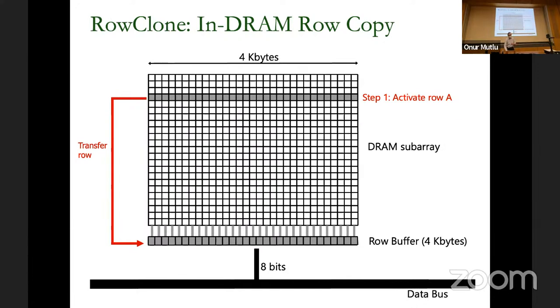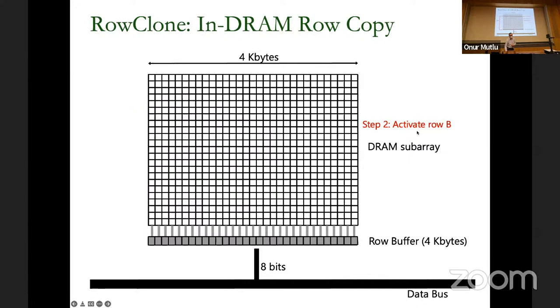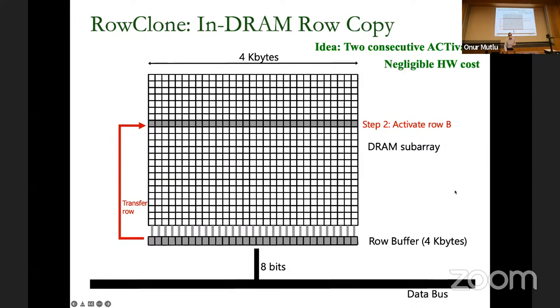But basically, the idea over here is, assuming you want to copy an entire row from here to some other row in this subarray, the second step is to activate the destination row, which brings the data that was captured in the row buffer into the destination row. That's how it works. And this is purely based on the operational principles of DRAM. And people have shown that you could do it using emerging memory technologies also. I will maybe mention one paper here. Because of the operational principle of DRAM charge sharing, the sense amplifiers drive the data back into the cells because sense amplifiers are much stronger than the cells. So the idea is very simple, basically. Two consecutive activates copy data from one row to another in the same subarray, and it's negligible hardware cost.